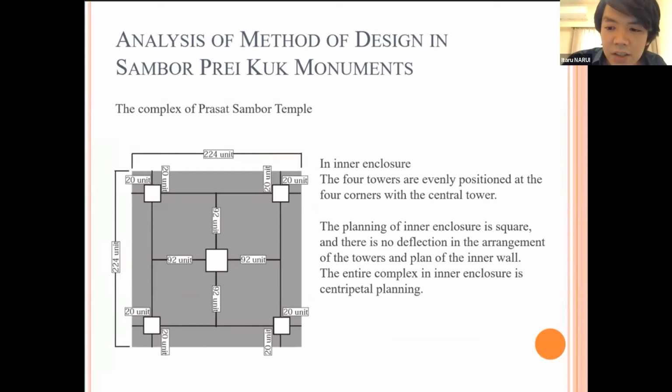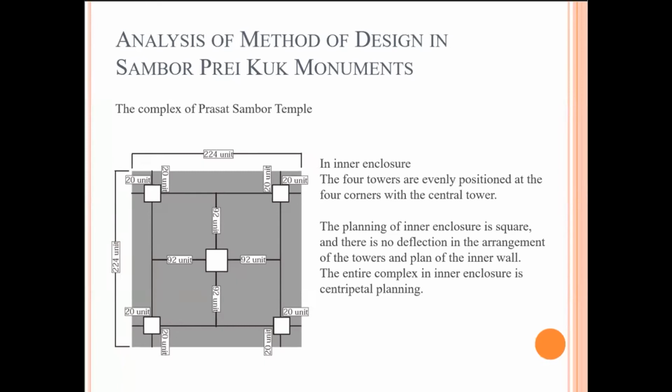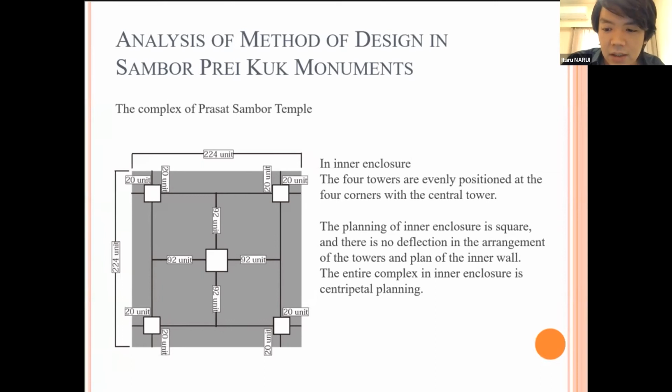In Prasat Sambor of the North Group, the four towers are evenly positioned at the four corners with the central tower. The planning of the inner enclosure is square, and there is no deflection in the arrangement of the towers and the plan of the inner wall. The entire complex in the inner enclosure is a centripetal planning.